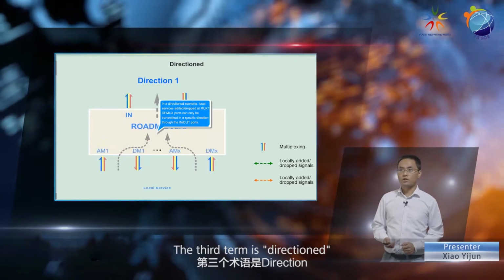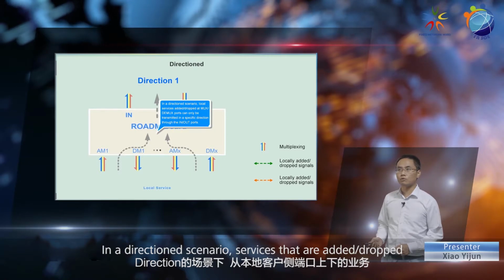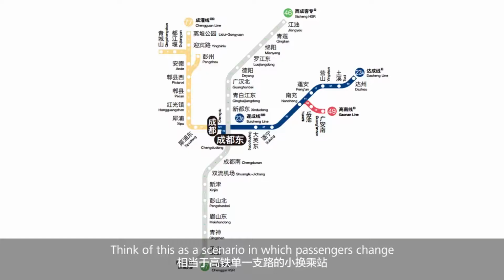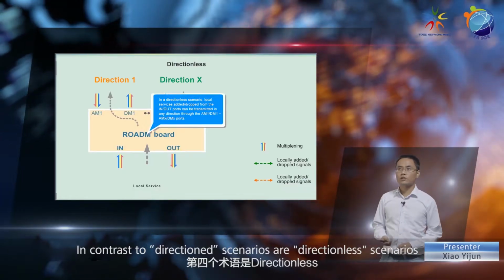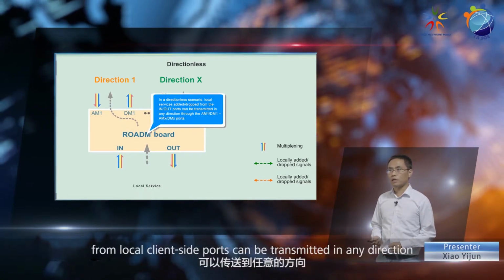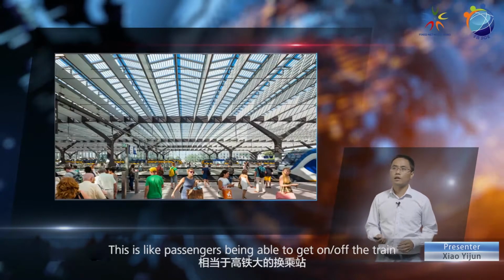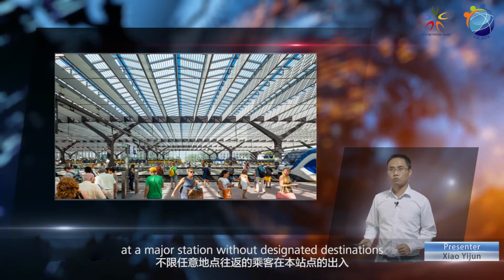The third term is directioned. In a directioned scenario, services that are added, dropped at local client-side ports can only be transmitted in a specific direction. Think of this as a scenario in which passengers change at a small interchange station to or from a specific destination. In contrast to directioned scenarios are directionless scenarios, in which service wavelengths added or dropped from local client-side ports can be transmitted in any direction. This is like passengers being able to get on or off the train at a major station without designated destinations.